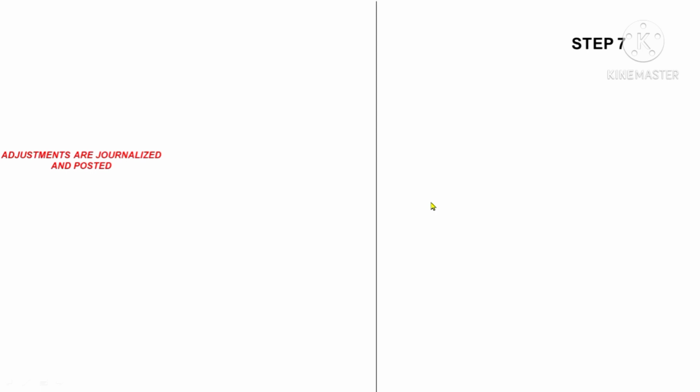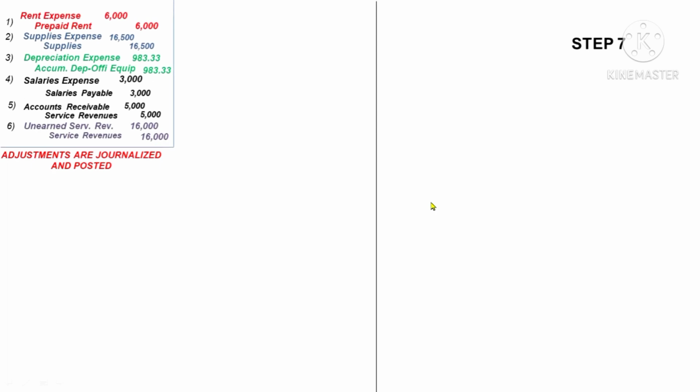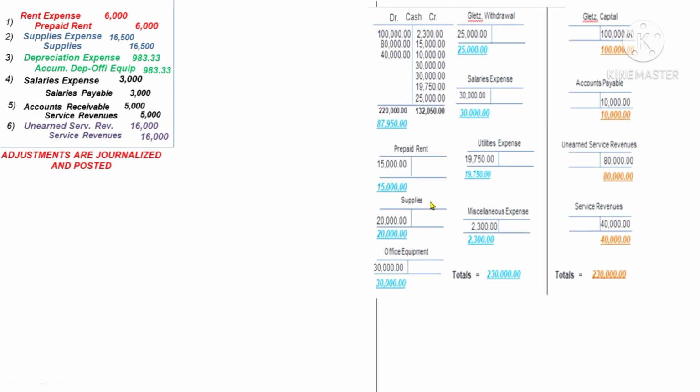Anyway, this step 7 is easy. Why? Because we already have the adjustments. So they have been prepared in the completing the worksheet episode of this series, or episode 6 if I'm not mistaken. To help you remember, these are those adjusting entries. So the only thing left to do is that we should post this on the ledger or T accounts. So in completing the ledger episode or episode 4 of this series, we have this particular T accounts. Now, what we need to do is just to post this to here.